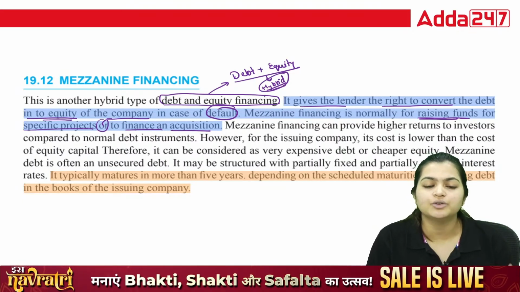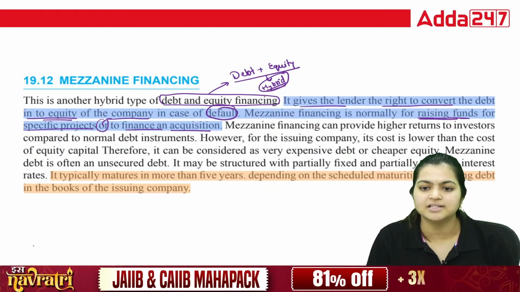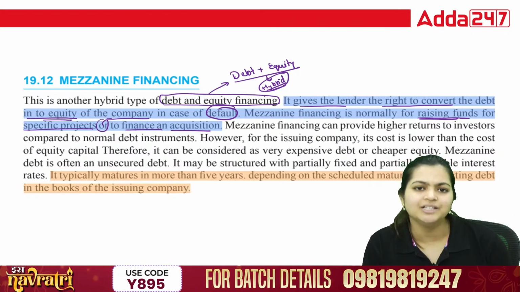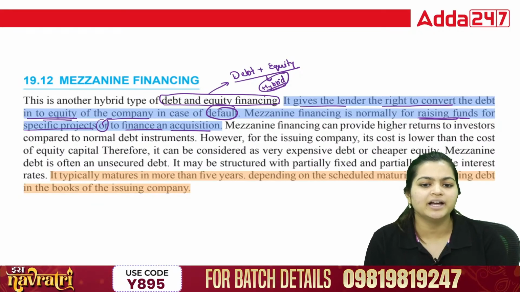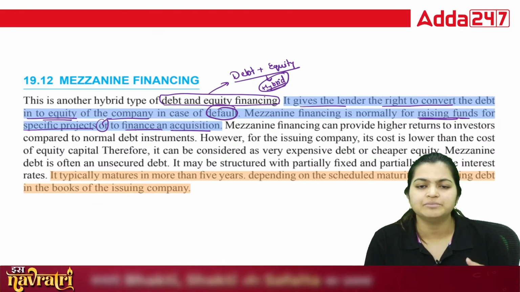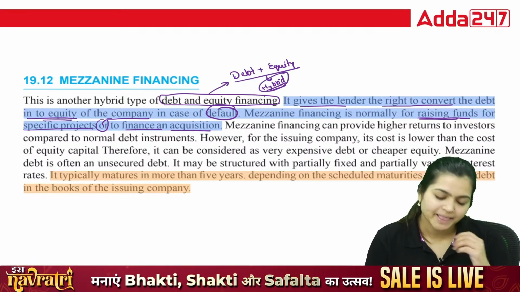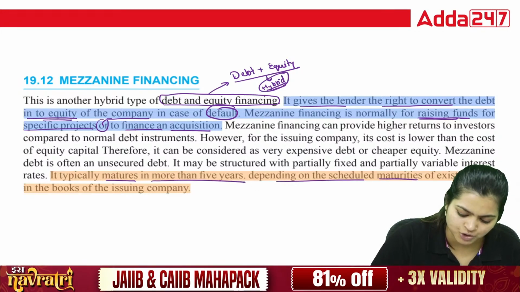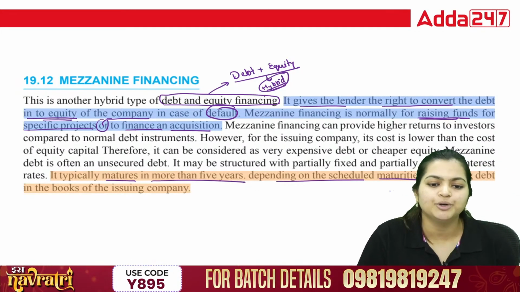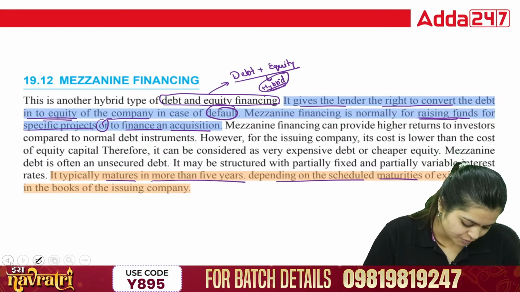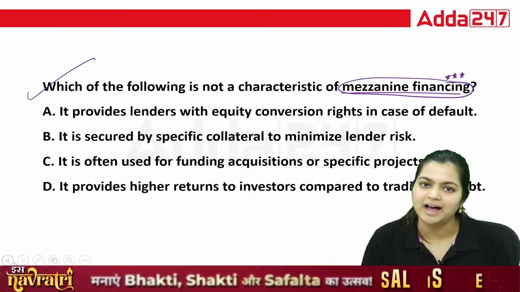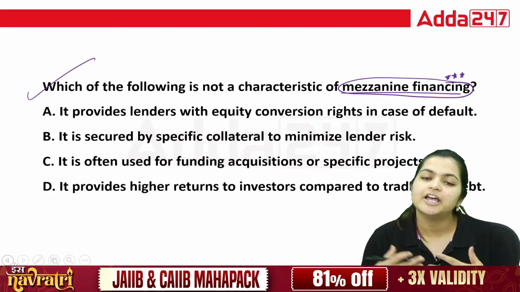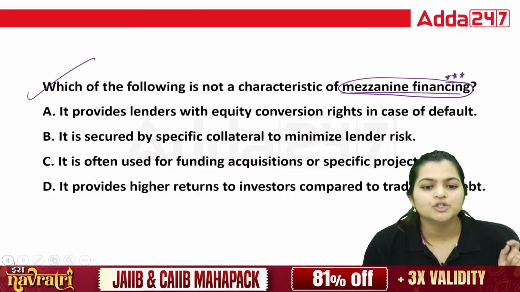So here, which is your correct answer? Why are we talking about mezzanine financing? Here we give the right to our debt parties, or you can say investors, so if they are not getting money on time, they can convert it into equity. Yes, it also typically matures in more than 5 years, depending on the scheduled maturities of existing debt in the books of the issuing company. So this is the combination of both equity and debt. Here you give the right to your lenders to convert it into equity if, as a company, we are not able to pay them. So which is your correct answer?